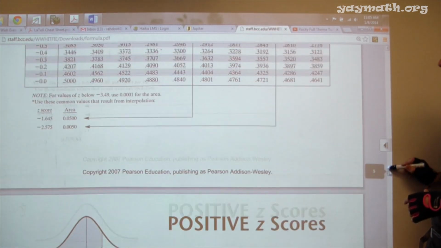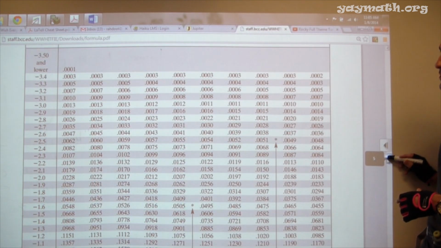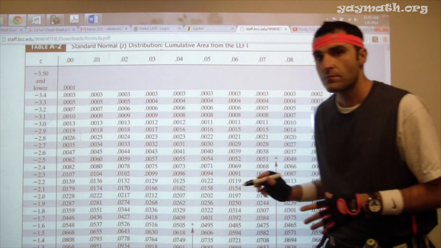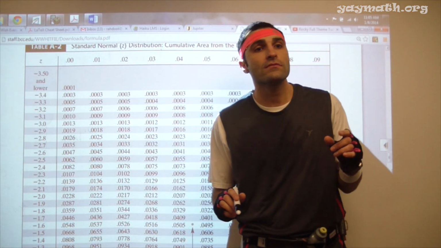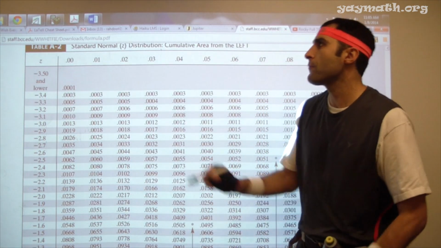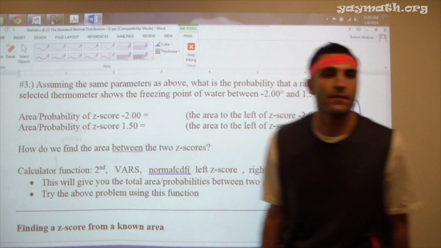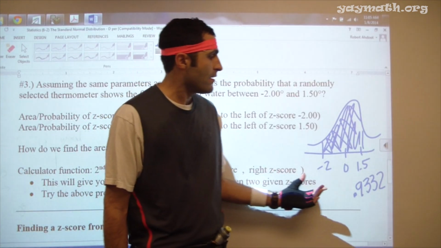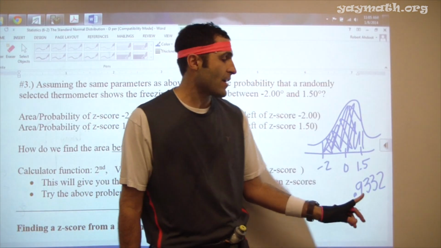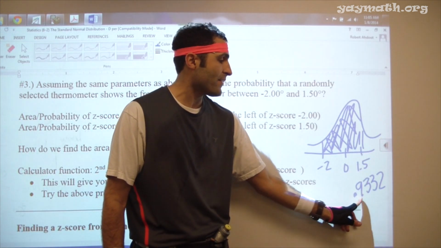So, negatives are above. -2, area to the left of -2. Can you reiterate what we're doing though? We're finding the area between -2 and 1.5. How does the chart help us? According to our chart, the area to the left of 1.5 is 0.93.